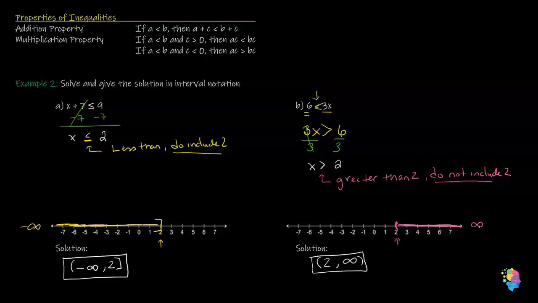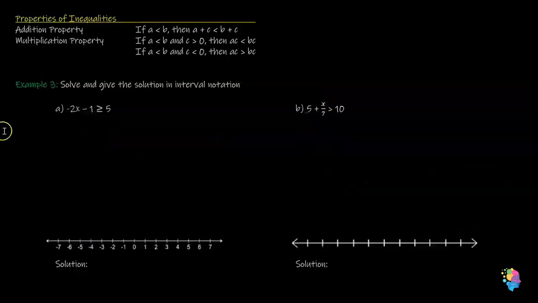Let's move to another example. Here's example 3a. This one reads, negative 2x minus 1 is greater than or equal to 5. Now, because this x is not isolated, it's not alone, but it has 2 values. It has this negative 2 and this minus 1.